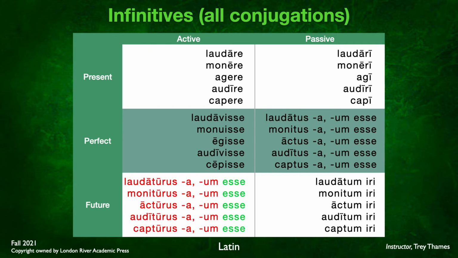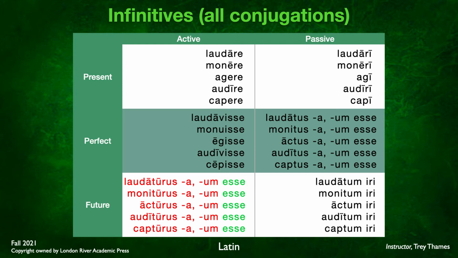The future active infinitive does just about the same thing, except we're going to take the future active participle, which, if you notice, is just the perfect passive participle, or fourth principal part, plus the infix in there. So you end up with laudātūrus. And again, we're going to add the esse to it. So laudātūrus esse, monitūrus esse, āctūrus esse, audītūrus esse, and captūrus esse. Again, note that these are two words together.